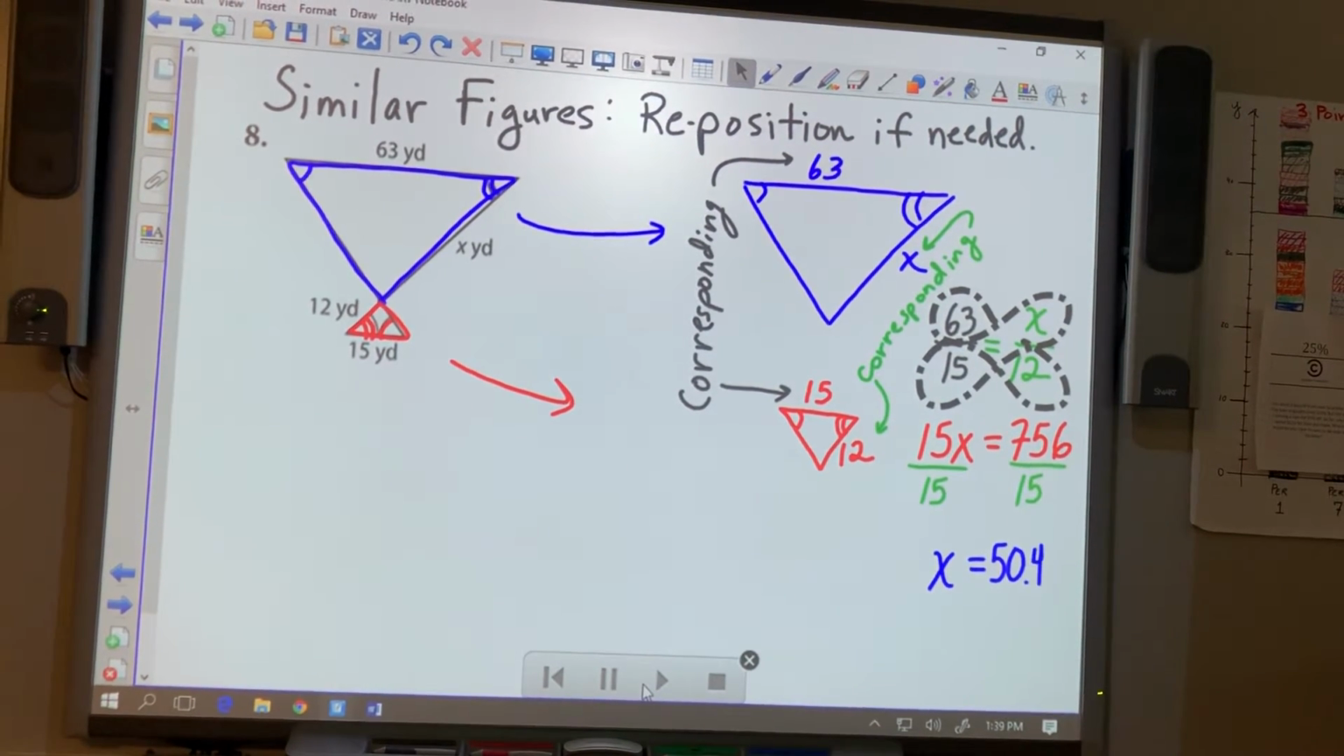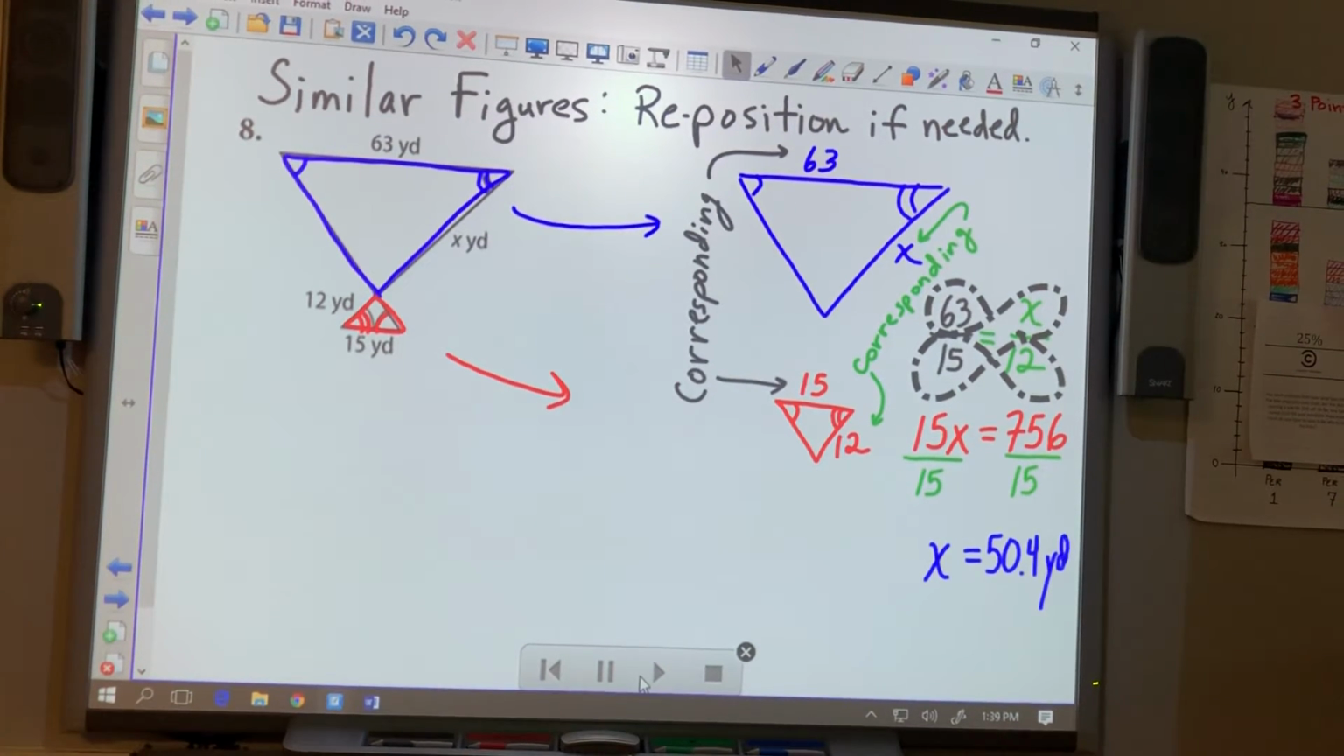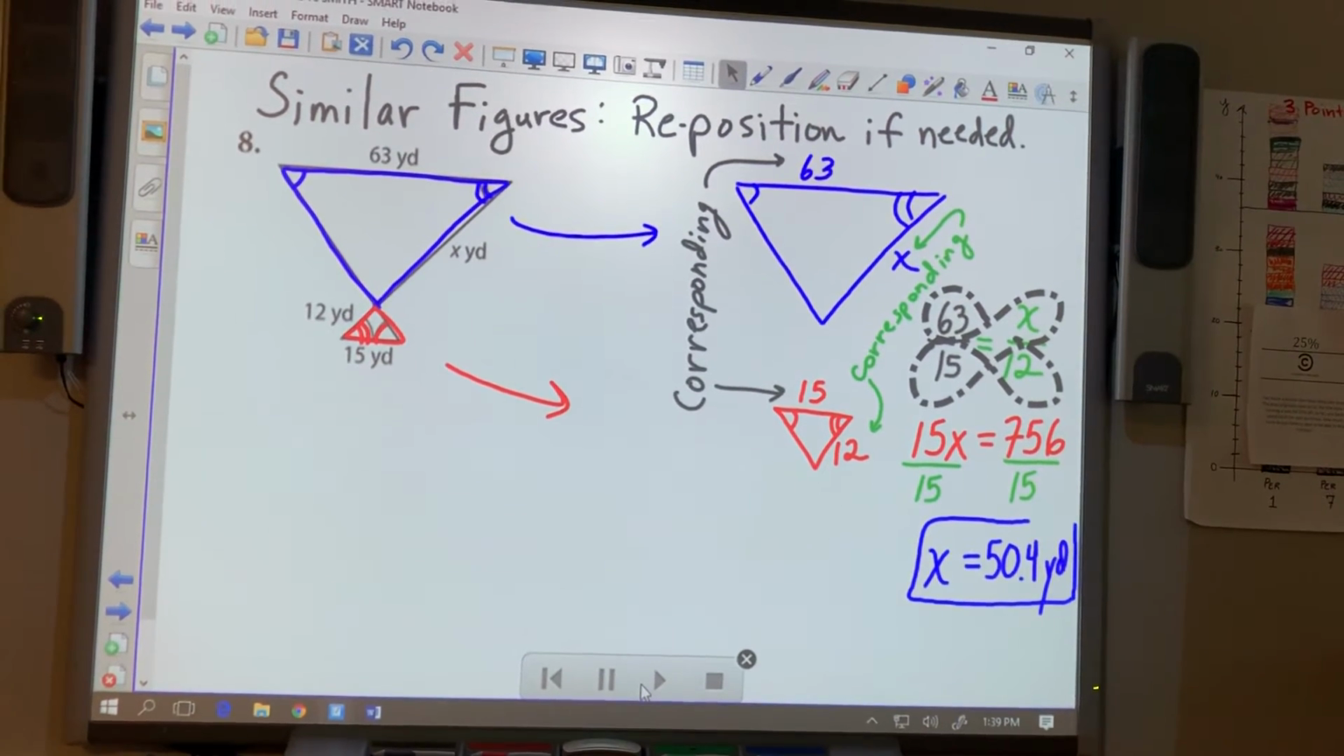And don't forget the units. In this case, they're yards. And that is how it's done.